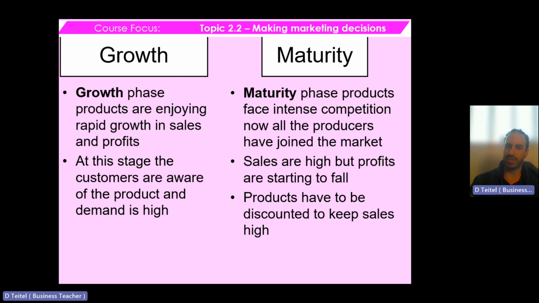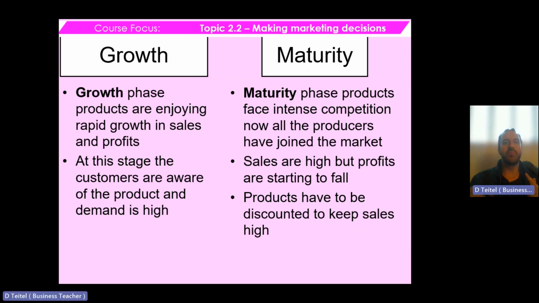And at the maturity phase, products face intense competition. Now all the other producers have joined the market. So that's the difference between these two. Sales are high, but profits are starting to fall. Products have to be discounted to keep selling high, basically. So this is the idea.